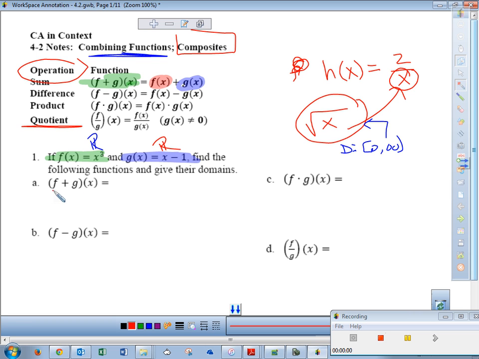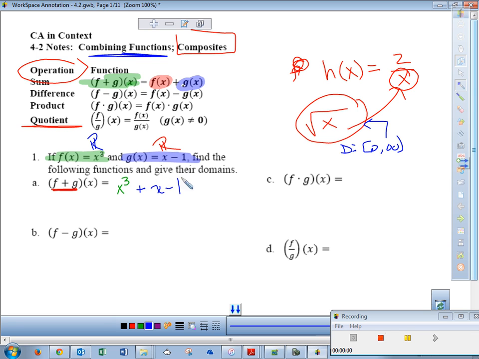They are now asking me to do an operation with them. They want me to add them together. So f is the green one, x cubed, and they want me to add to it the blue one, which is g, x minus 1. So I take the green one plus the blue one, and I look for any like terms that I can combine. Are there any like terms, yes or no?